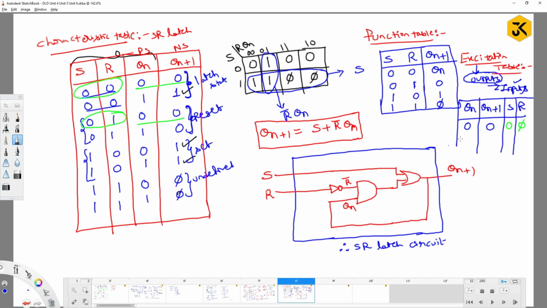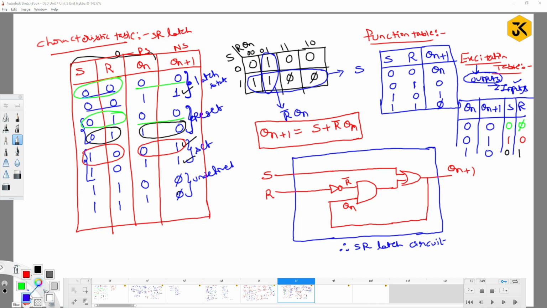Similarly, if present state is 0 and next state is 1, what are the chances you are going to get? If you observe, for 0, 1, you have this case. Are there any other 0, 1s? No. So you are going to get only 1, 0. Similarly, for 1, 0, what might the SR inputs be? For 1, 0, it is 0, 1. Any other? No. So you are going to get 0, 1.